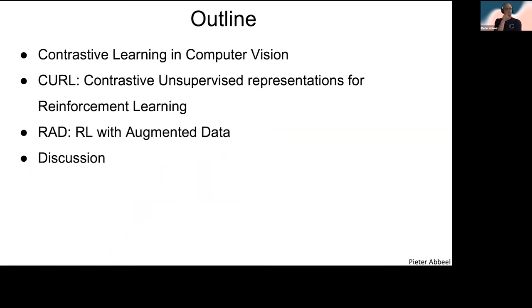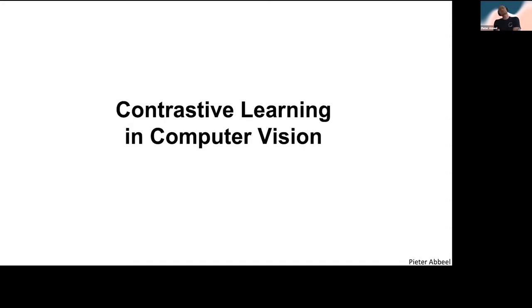So, the outline for this presentation: we'll first look a little bit at contrastive learning in computer vision, where it has been quite successful. Then I'll talk about two approaches of bringing that into reinforcement learning, two different angles of bringing in contrastive learning, and then we'll discuss. So, contrastive learning in computer vision.